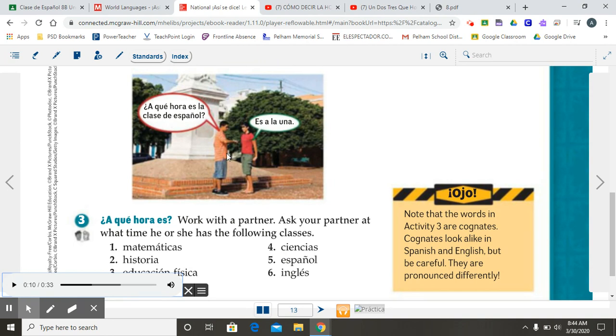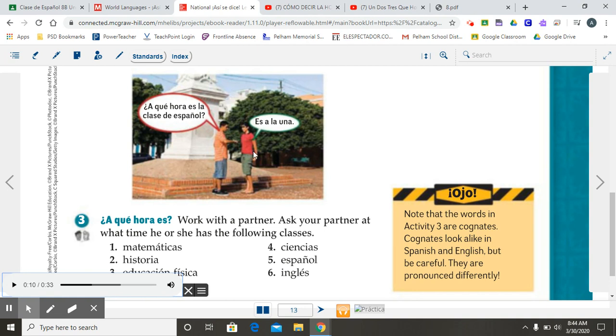Let's go through the conversation first. Ready? The boy's saying, ¿A qué hora es? All right. At what time is? And then he's going to say something else. In this case, he says the Spanish class. What time is Spanish class? All right. Let's go through it slowly. ¿A qué hora es? One more time. Ready? ¿A qué hora es? That means at what time is, and then you would say whatever event you're talking about. Here in this case, they're talking about Spanish class. So the boy says, ¿A qué hora es la clase de español? At what time is Spanish class?